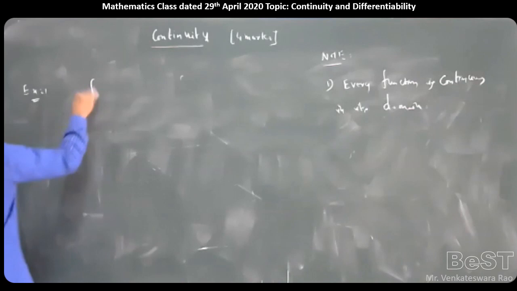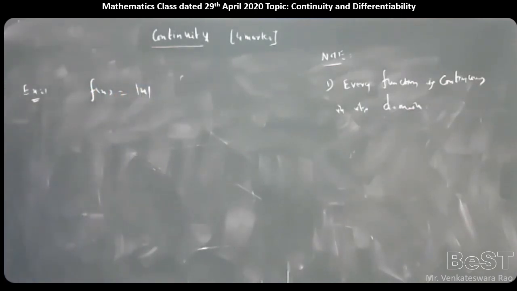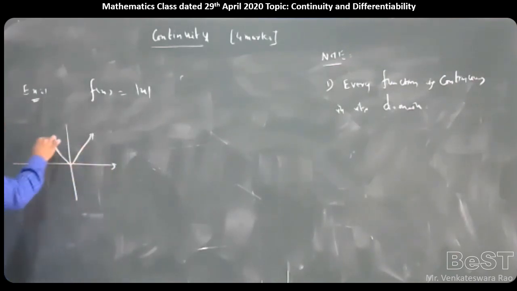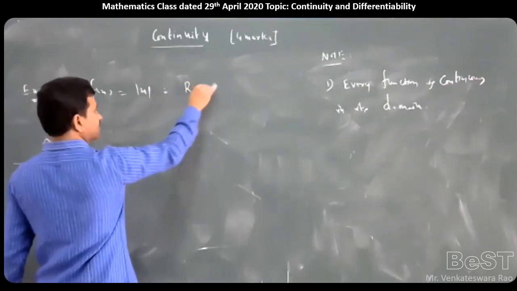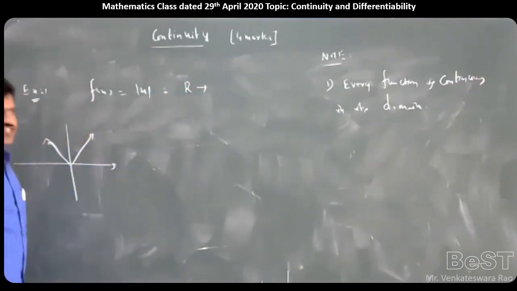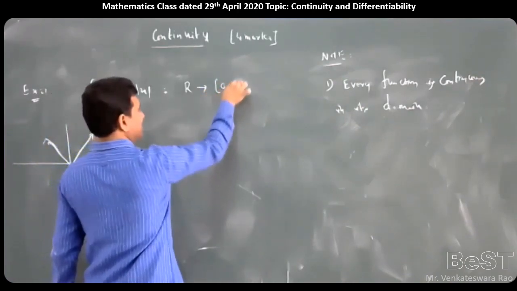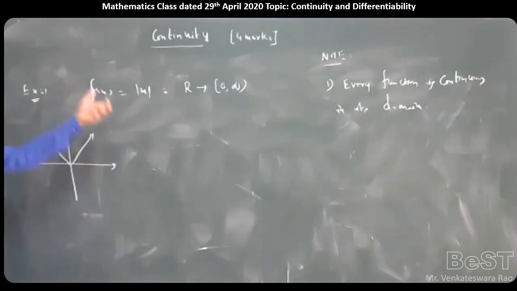For example, I am taking an important one. f of x is equal to mod x. See, if we draw the graph of mod x, how will you get it? Is there any discontinuous point here? f of x is equal to mod x. Its domain is R. What is its range? Closed interval 0 to infinity.